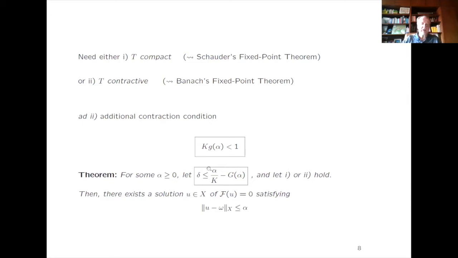Actually, one can show that under suitable additional conditions, which are natural and satisfied in almost all examples, this inequality here is the crucial one, and that the contraction property actually is a consequence of that one. So that's the crucial one we have to satisfy. Then there's the theorem: there exists a solution such that f of u equals 0, together with this error bound by this number alpha, which we just computed from this inequality.